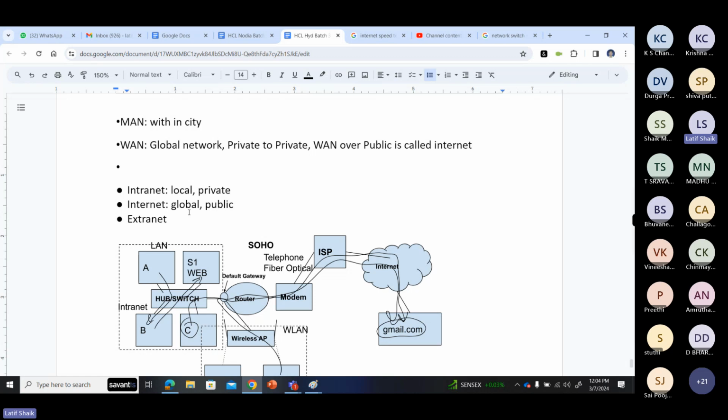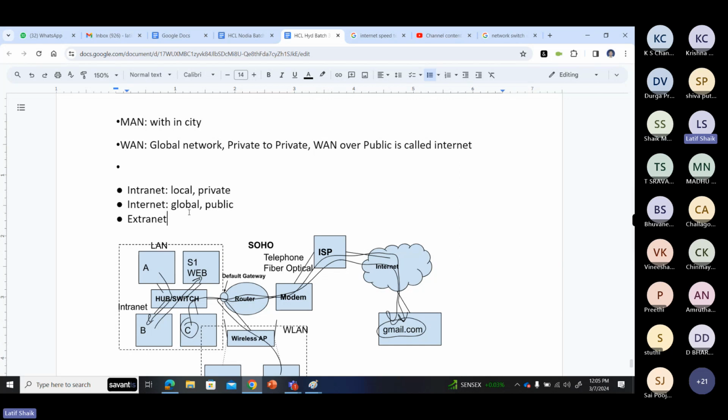We cannot use Microsoft Teams. We are using a client-side application, and the server is somewhere globally. It can be in Mumbai, Hyderabad, Chennai, New York, Singapore, or Malaysia. So the internet is used when you want to communicate outside of your private network, to access publicly available resources.